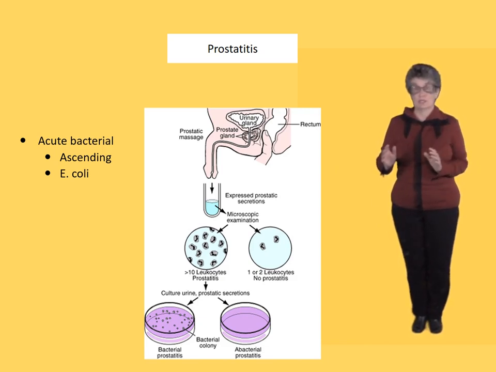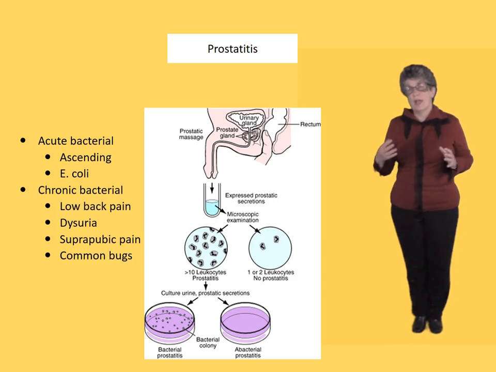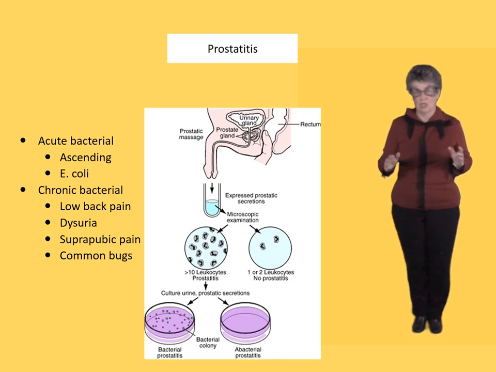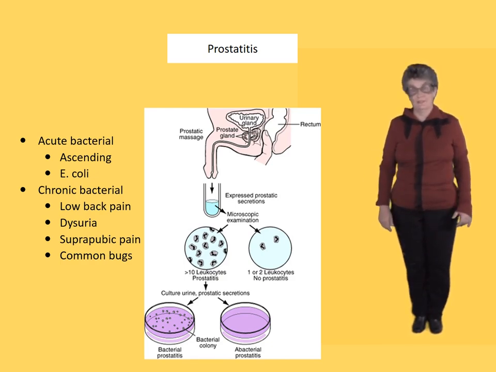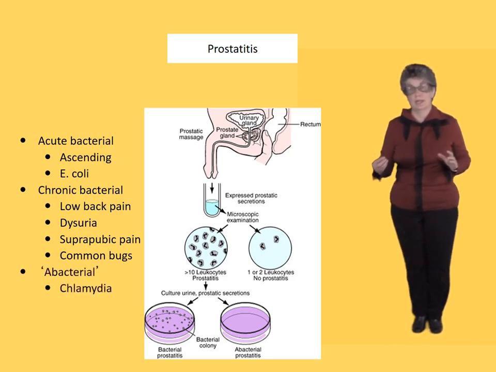Chronic bacterial prostatitis can be rather difficult to diagnose. Low back pain, a bit of dysuria, and suprapubic pain. The common bugs that cause infection acutely can also cause chronic bacterial infection. And then we have chlamydia. Chlamydia can cause chronic infection of the prostate. Now, as you remember from your earlier courses, chlamydia is not actually a bacteria, so sometimes this is called a bacterial infection.